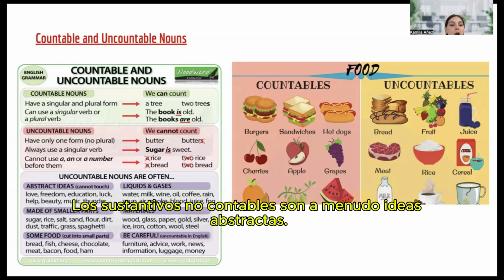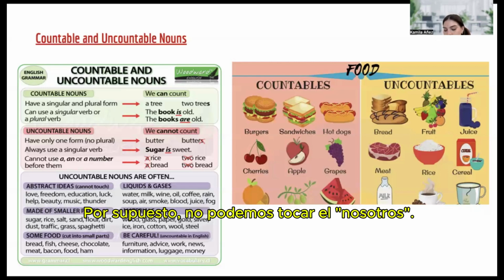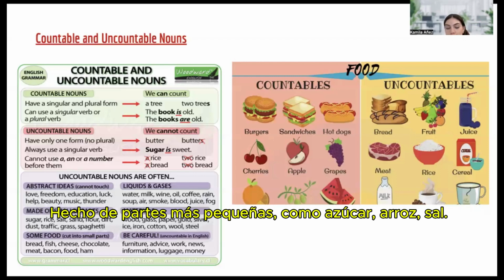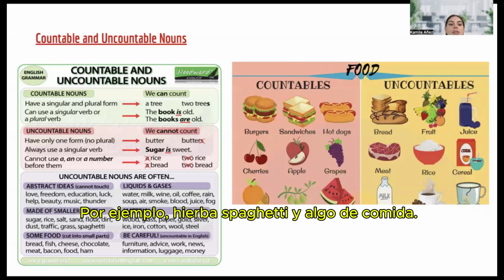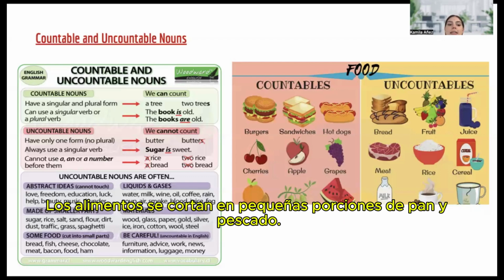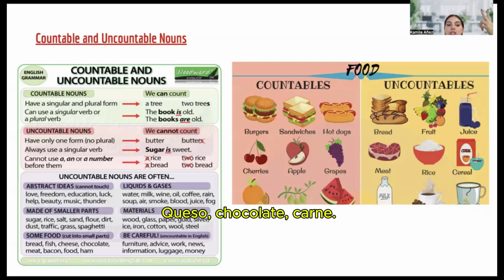Okay? So, uncountable nouns are often abstract ideas that we, of course, cannot touch, or things made of smaller parts, such as sugar, rice, salt, sand, flour, dirt, dust, traffic, grass, spaghetti, for example, and some food. The foods that are cut in small parts: bread, fish, cheese, chocolate, meat, bacon, fruit, or ham. Okay? Liquids and gases: water, milk, wine, oil, coffee, rain, soup, air, smoke, blood, juice, and fog. All right?